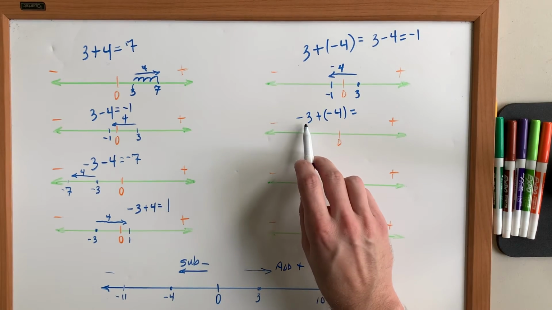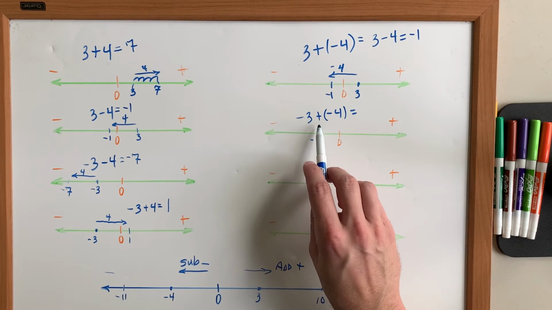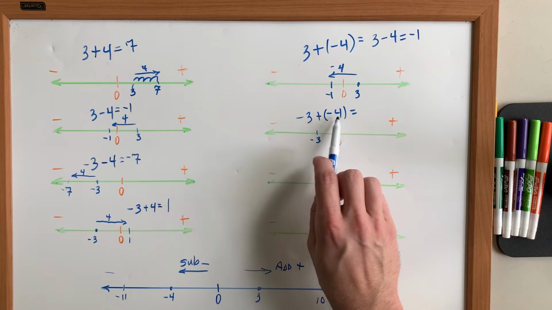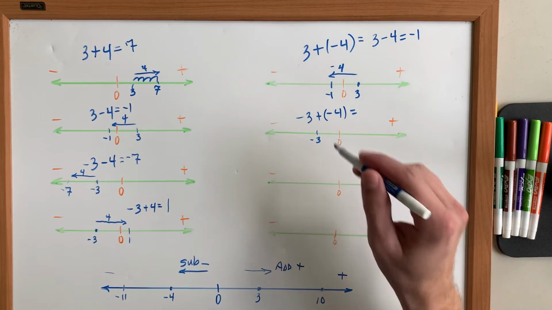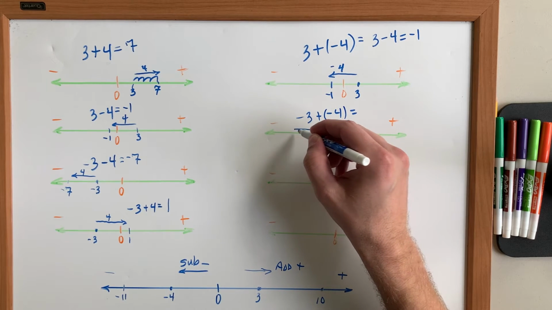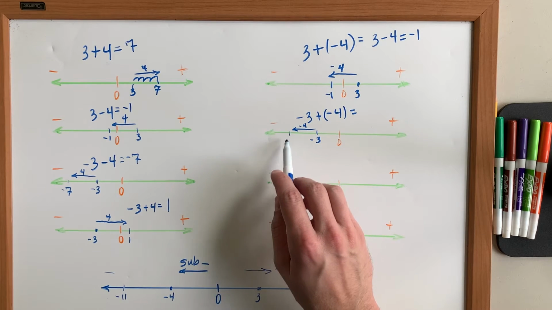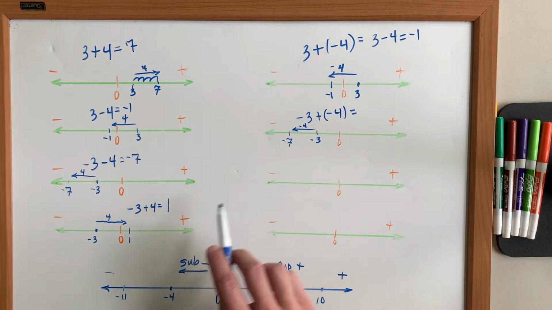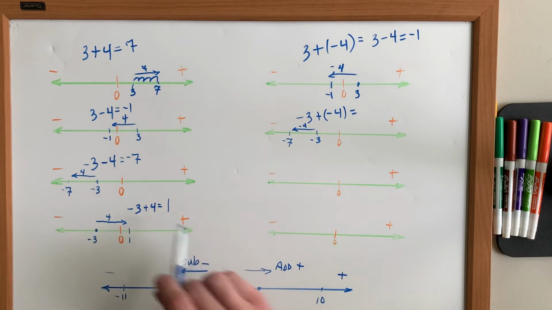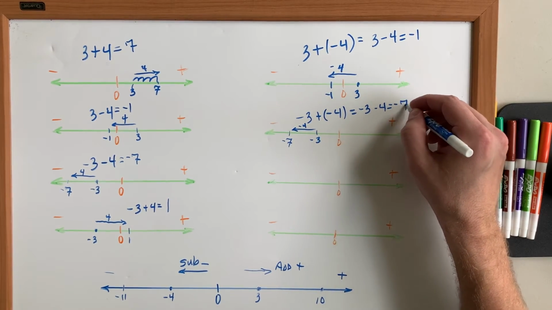How about for the next one, we try negative 3 plus the opposite of 4? Well, we're going to start at negative 3, so let's find negative 3 on our number line. And then add would have us move to the right, but we're not going to move to the right 4 units because that opposite sign says change directions. So instead of moving 4 to the right, we're going to go the opposite, and we're going to move 4 to the left. Okay? And that's going to land us down here at negative 7. So this problem looks like this problem. Negative 3 minus 4 equals negative 7.